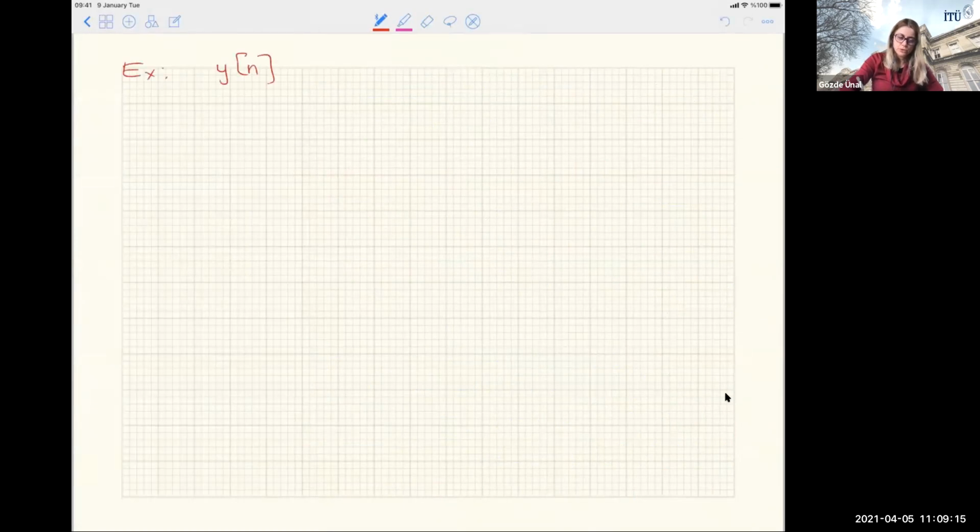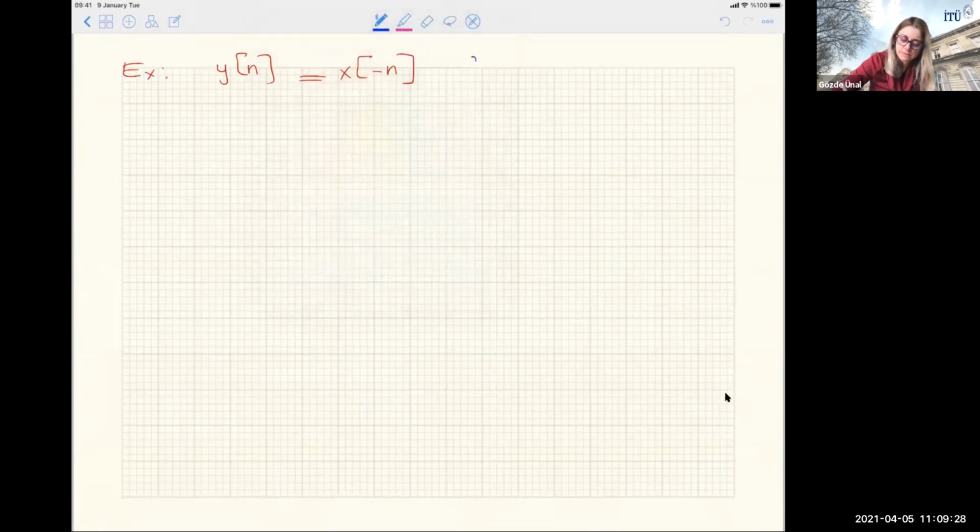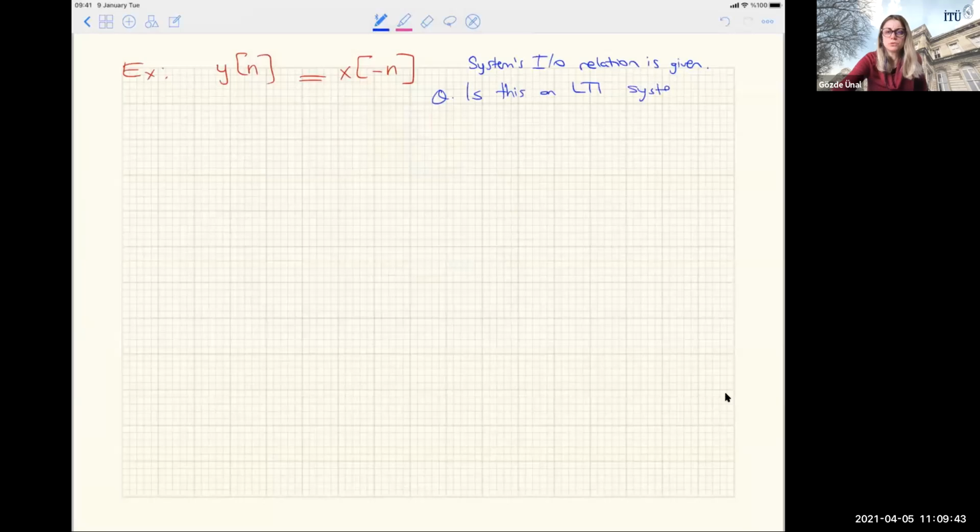It's this time reversal system. It takes an input and reflects it around n equals 0, so it makes it minus n. So the system's I/O relation is given. My question is, is this an LTI system? This is the last example we do for today, okay?